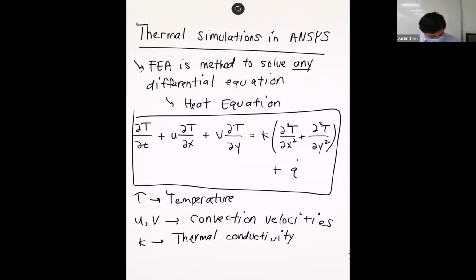And the last term here is Q dot. Q dot stands for thermal generation. Thermal generation is basically any way for the material to internally generate heat, either through some kind of chemical reaction or maybe through electricity.